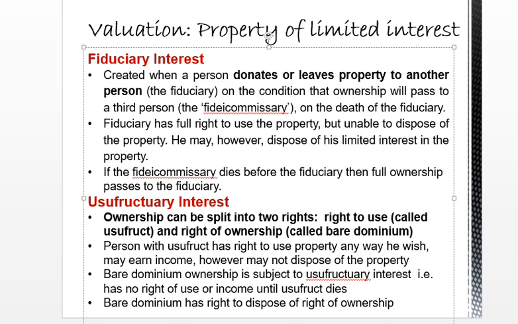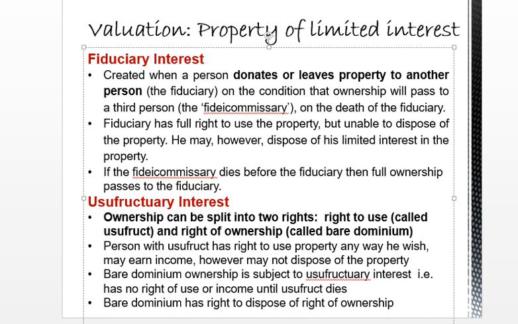So the person who has the right of use, or the usufruct, has the right to use the property in any way he wishes, and he may earn income from this property. However, he may not dispose of this property. Whereas the bare dominium is subject to the usufructory interest. In other words, he has no right of the use of income until the usufruct dies. So the bare dominium has the right to dispose of the right of ownership.